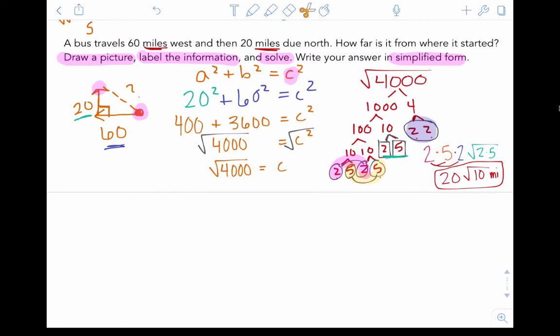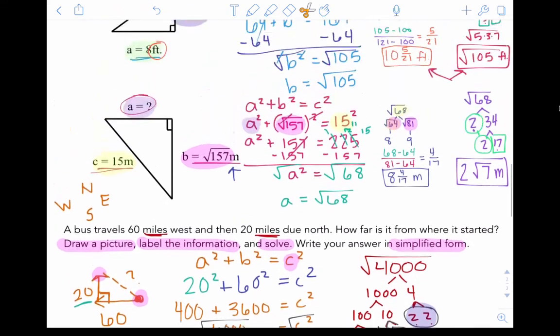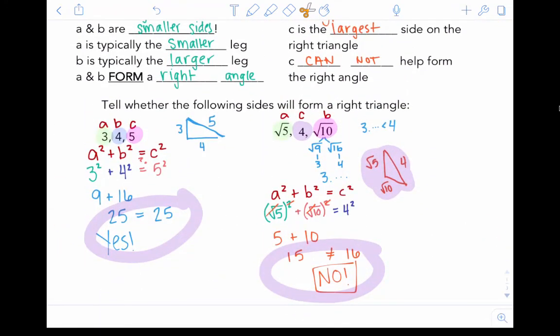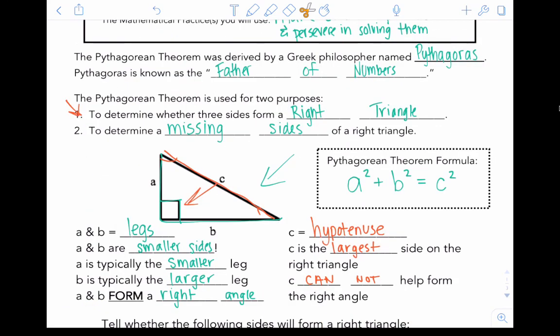So as a reminder, you have these word problems. You need to find missing side lengths, and you need to determine whether these are right triangles. You are good to do the homework now. If you have any questions, like always, talk to me about it. Let me know.